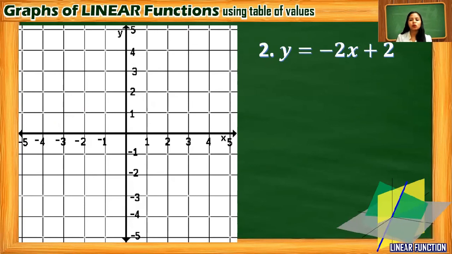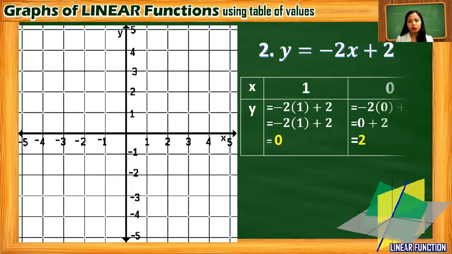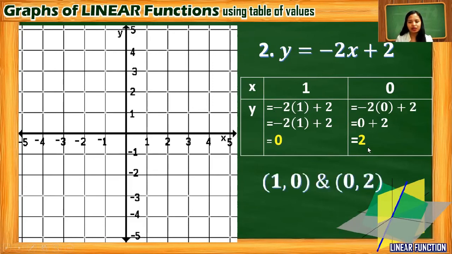Another example is y is equal to negative 2x plus 2. So for us to graph, we need to create the table of values. Substitute any real number for the value of x for us to find the value of our y. So in here, suppose our x is equal to 1, substituting it to x, the value of our y is equal to 0. And suppose our value of x is equal to 0, the value of our y is equal to 2. So we have 2 points, (1, 0) and (0, 2).